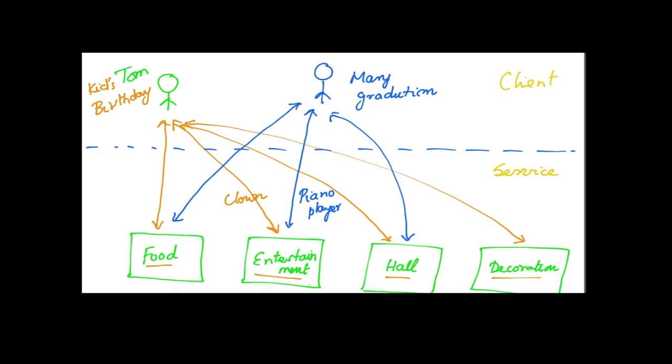If we look at it from the entertainment company's perspective, the entertainment company really caters to both Tom and Mary and whatever request that they may get in from other people who want to organize parties. So they need to be able to provide a clown in one case, a piano player in another case, and something else in another case. So they can optimize their operations at their level without having to understand everything about Tom's kid's birthday party, or Mary's graduation.